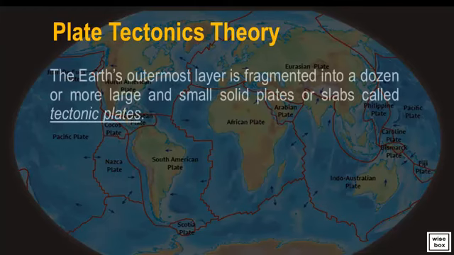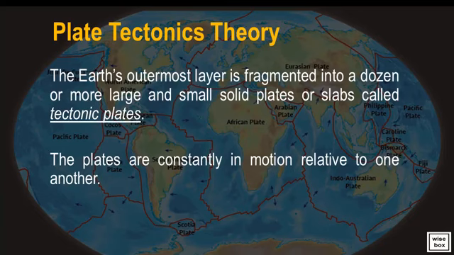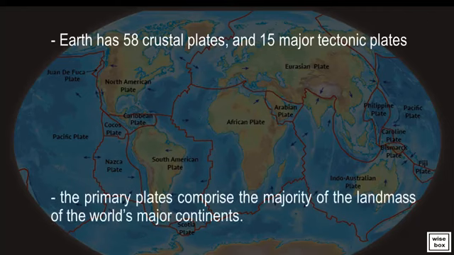The Earth's outermost layer is fragmented into a dozen or more large and small solid plates or slabs, called tectonic plates. The plates are constantly in motion relative to one another, as they ride atop the hotter and more mobile material, known as the asthenosphere. The Earth has 58 crustal plates, and 15 major tectonic plates. The primary plates comprise the majority of the landmass of the world's major continents.